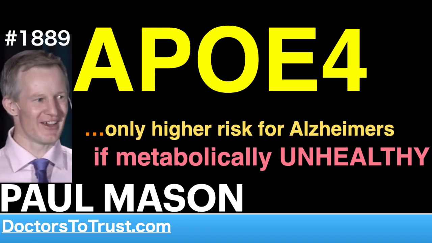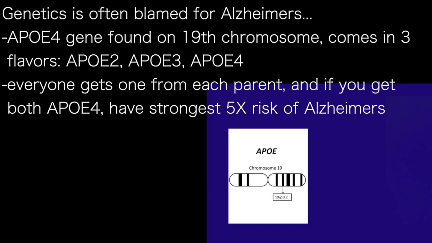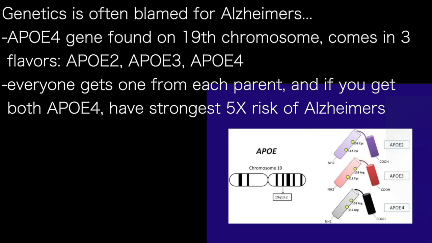Now, as I mentioned before, genetics is often blamed for Alzheimer's disease, especially the well-known APOE4 gene. The APOE gene can be found on the 19th chromosome, and it comes in 3 flavours: APOE2, E3 and E4, and everyone has 2 of these genes, one from each parent, and it is the combination of 2 APOE4s which is most strongly associated with Alzheimer's disease. And having 2 of these genes confers probably about a 5 times greater risk of developing Alzheimer's disease.